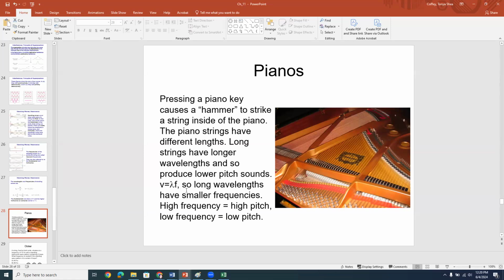So longer strings have longer wavelengths and produce lower pitch sounds, because v is equal to lambda f. So long wavelengths have smaller frequencies. Higher frequencies mean higher pitched notes, and lower frequencies mean lower pitched notes, okay? You can also, as you can see here with these little screws that the strings are attached to, have a tuner come in and tighten or loosen those strings, right? Which changes the tension in the string, which can change the pitch of the note a little bit, okay? So that's what they do sometimes when they tune pianos.